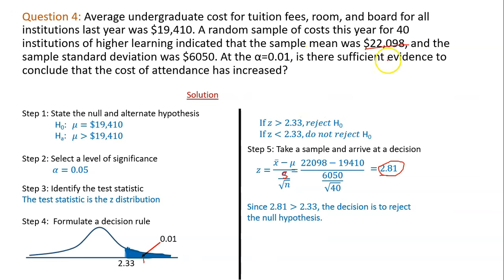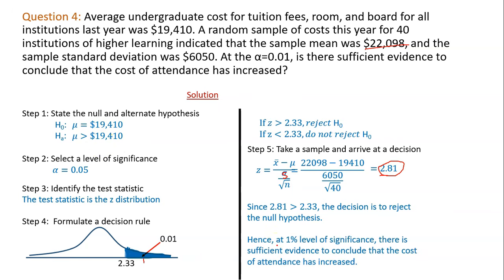The question is, is there sufficient evidence to conclude that the cost of attendance has increased? Since we've rejected the null hypothesis, it means we are supporting HA. So you have to conclude that, hence, at 1% level of significance, there is sufficient evidence to conclude that the cost of attendance has increased, because you've rejected this, and this is saying that it has increased. It means you are supporting the one that says it has increased.